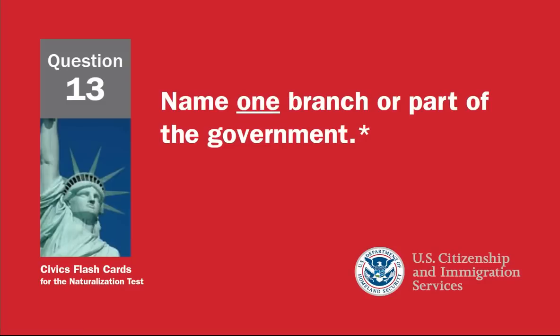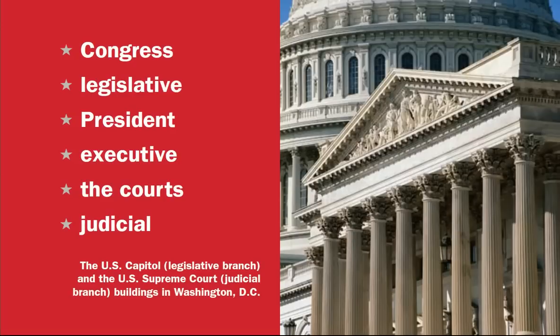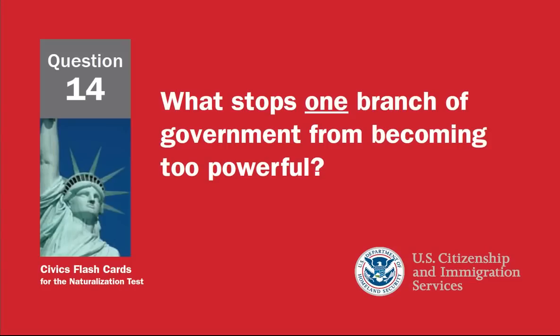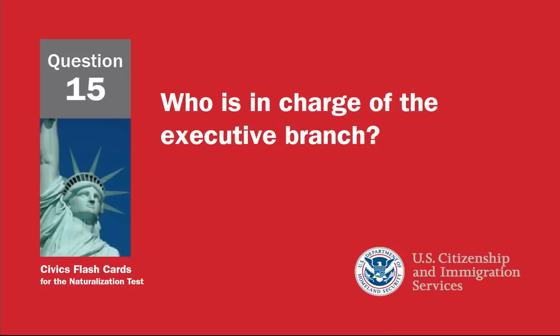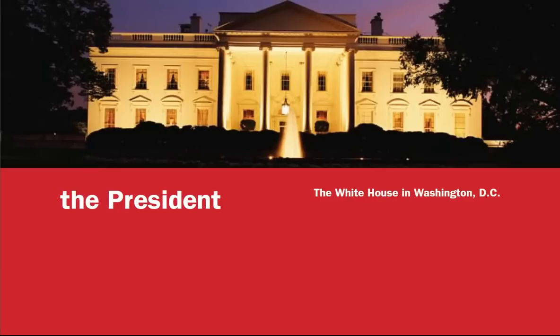Name one branch or part of the government. Congress. Legislative. President. Executive. The courts. Judicial. What stops one branch of government from becoming too powerful? Checks and balances. Separation of powers. Who is in charge of the executive branch? The President.